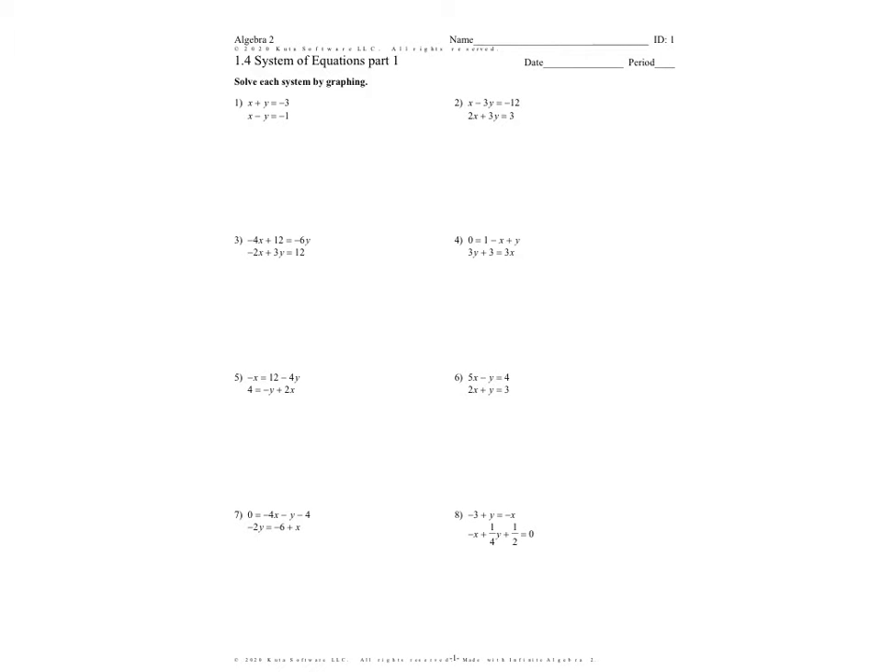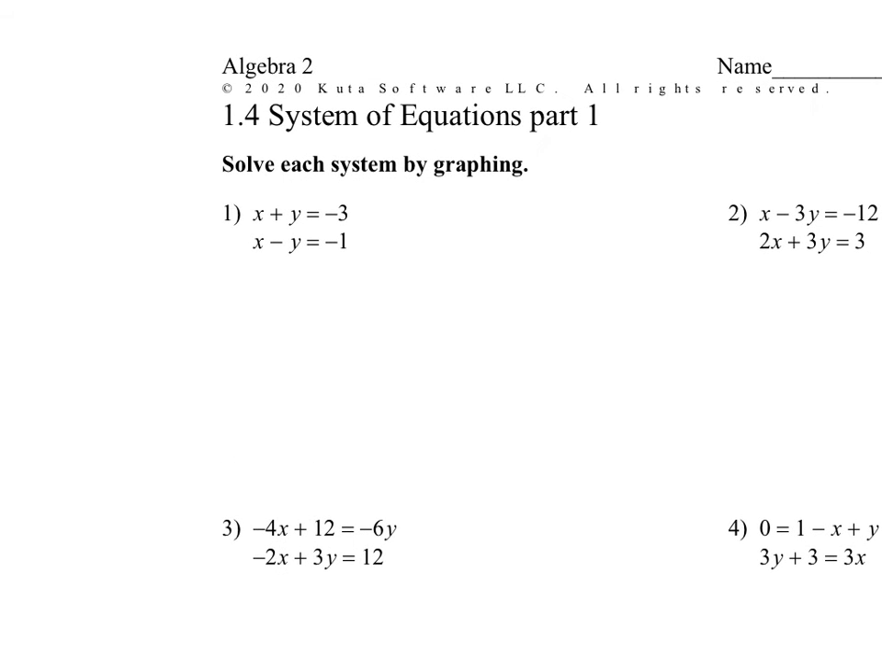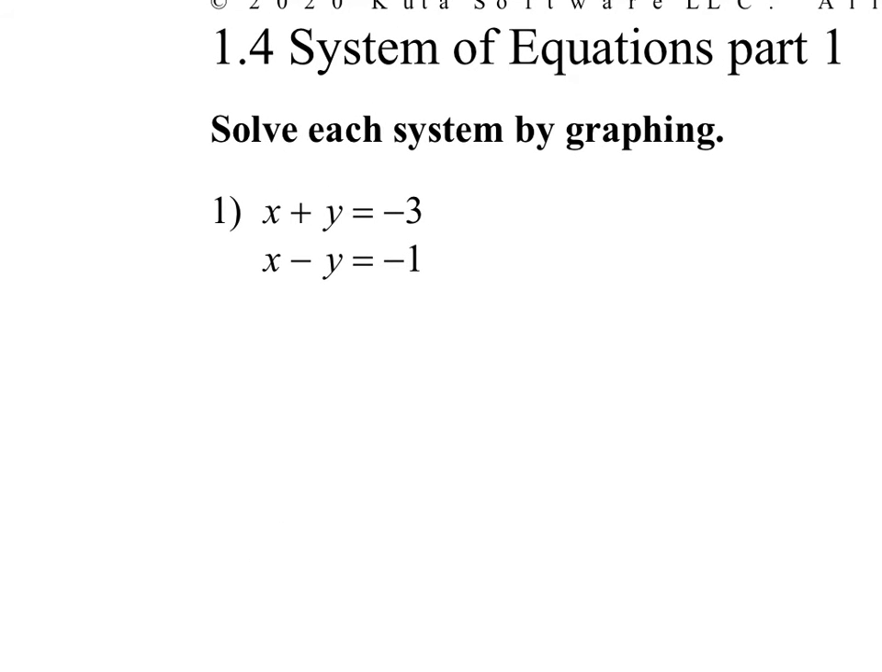All right, so 1.4 deals with system of equations. So we're going to start with 2 systems of equations, and then tomorrow we'll get into 3 systems. So when we have 2 equations, what we need to do first is to eliminate one of our variables.